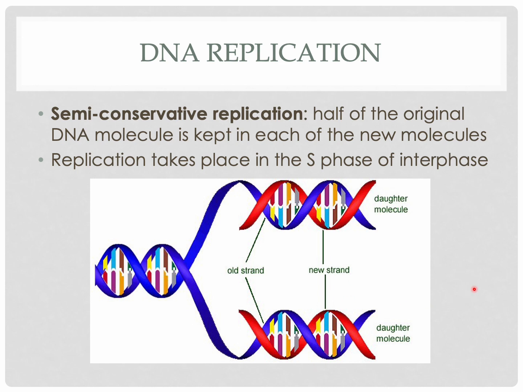DNA replication is considered a semi-conservative replication. Semi-conservative meaning that half the original DNA molecule is kept in each of the new molecules. So when you look at this, you know that you have 1 old strand in each of the new molecules of DNA. That's what they mean by semi-conservative. Replication takes place during the S phase or synthesis phase of interphase, which is part of the cell cycle.